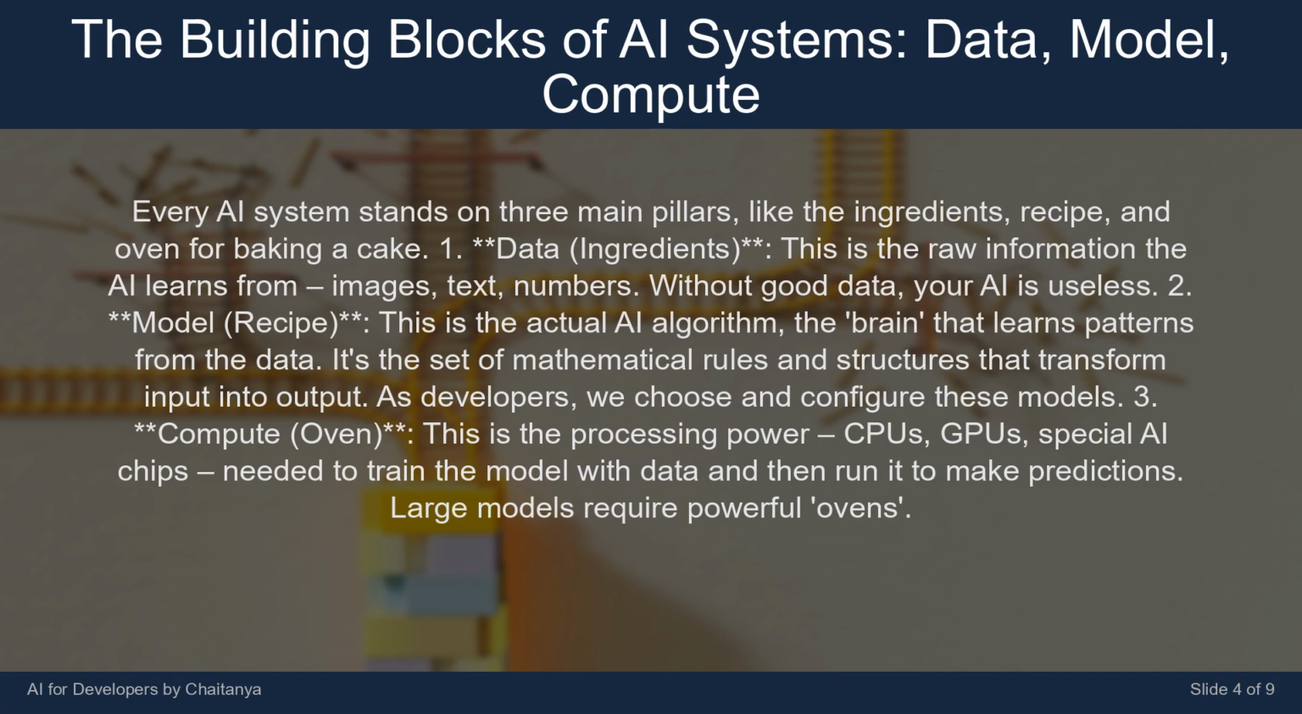2. Model, the recipe. This is the actual AI algorithm, the brain that learns patterns from the data. It's the set of mathematical rules and structures that transform input into output. As developers, we choose and configure these models. 3. Compute, the oven. This is the processing power: CPUs, GPUs, special AI chips, needed to train the model with data and then run it to make predictions. Large models require powerful ovens.